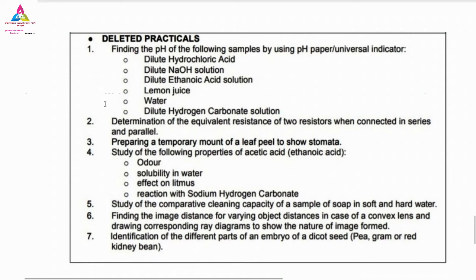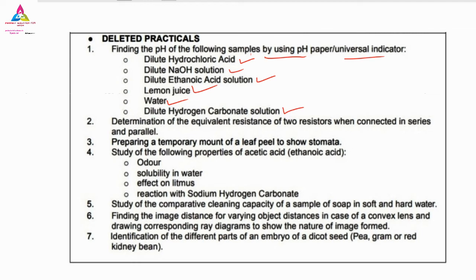Coming to the next, that is nothing but the deleted practicals. So which practicals have they deleted from this year? Here are the details, you can check it and note it down, or I will tell you now. The first one is finding the pH of the following samples by using pH paper and universal indicator: dilute hydrochloric acid, dilute NaOH solution, dilute ethanoic acid solution, lemon juice, water, dilute hydrogen carbonate solution, that they have removed.